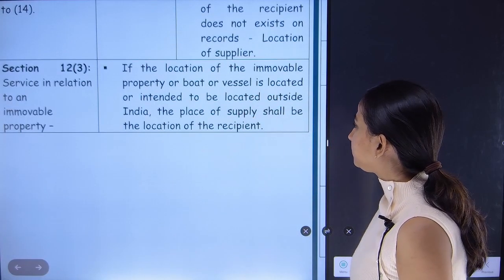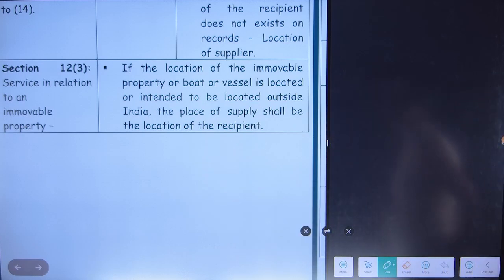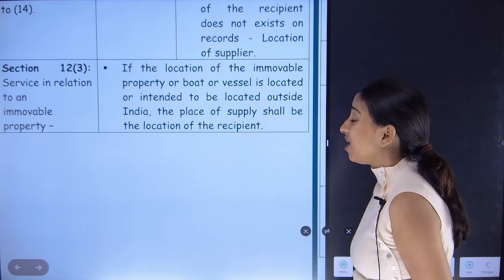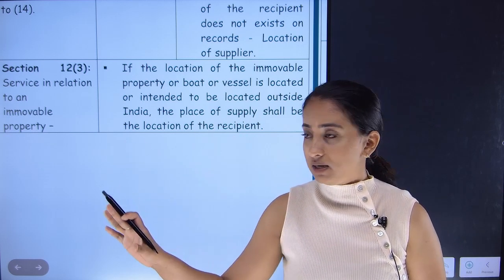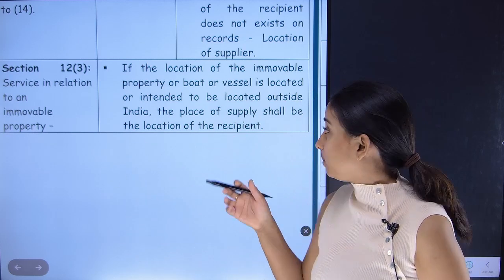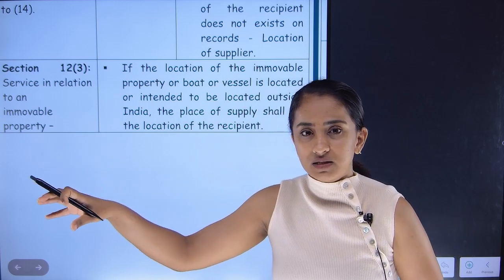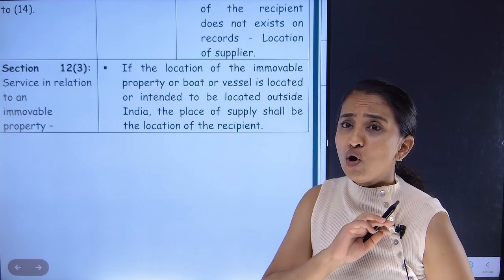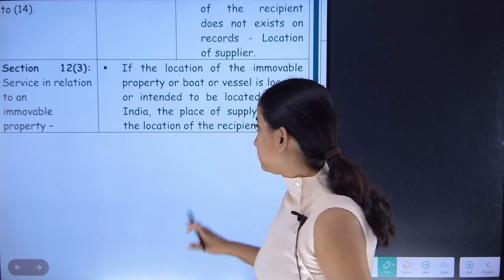Services in relation to immovable property. Now, if the location of the immovable property or boat or vessel is located or intended to be located outside India, you are giving a certain service, that building, let's say, is outside India, then who is giving the service? Me. So the place of supply shall be the location of the recipient. So here, who is actually receiving the service? The one who receives the service, that will be the place of supply. In almost 90% of the cases, the place of supply will be the location of the recipient, the one who receives.